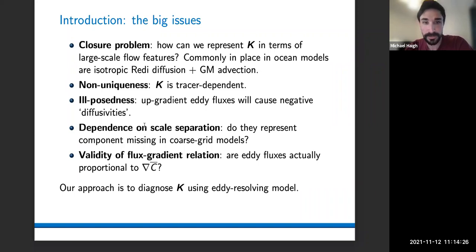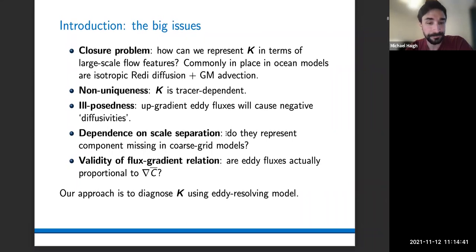Another issue is the dependence that the transport tensor has on the scale separation, and the more broad issue of how can we be sure that the eddies that we're modeling are truly representative of those that are missing in coarse grid ocean models. And the last issue I've highlighted at the bottom here is the validity of the flux gradient relation.